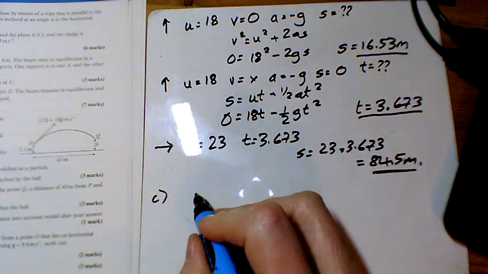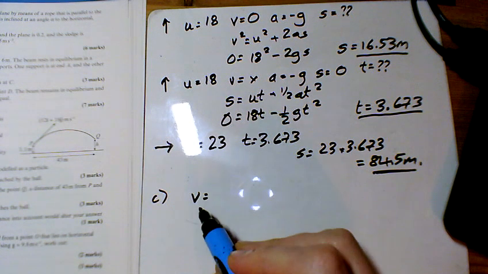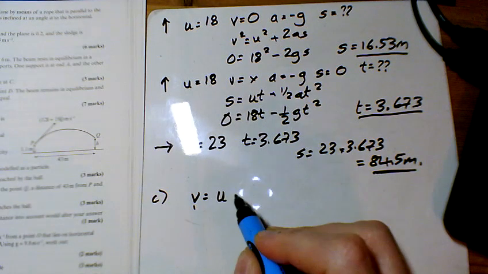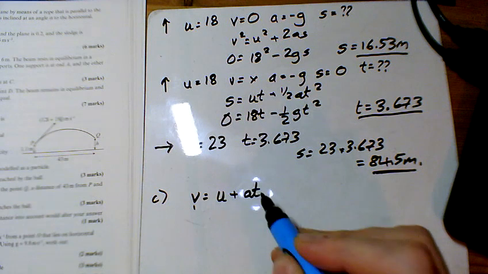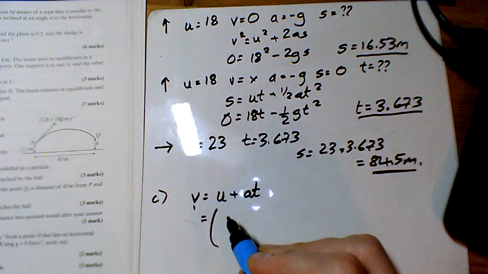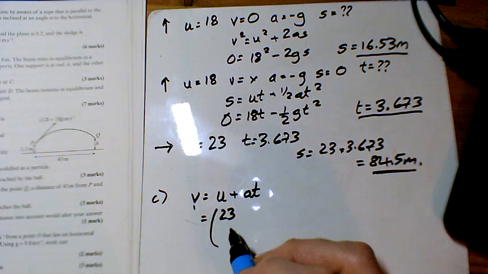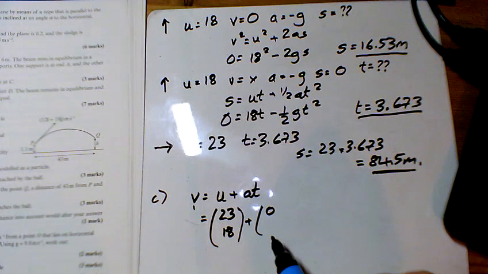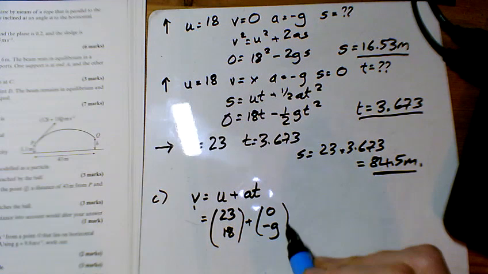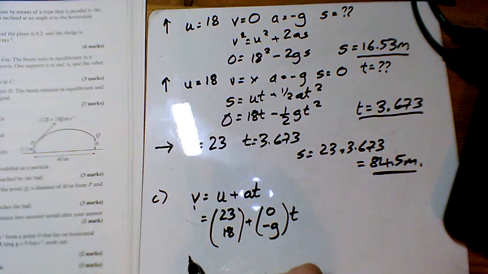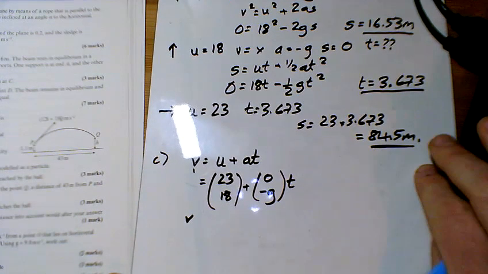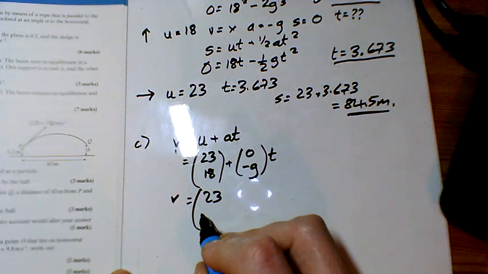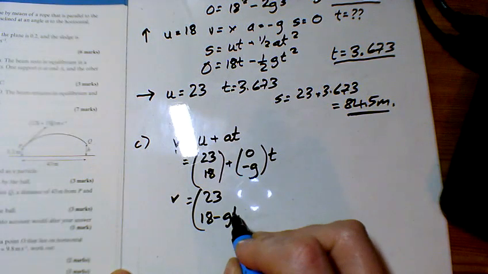Part C, just a little think. So part C, I'm actually going to use them as vectors now. Because when it's moving parallel, we're looking for its velocity. So I'm going to use a v equals u plus at formula here, and I'm going to use them as vectors. So the vector u was (23, 18). The vector a, of course, is 0 for the horizontal part, but minus g there, times by t. And so my velocity vector is (23, 18 minus gt).